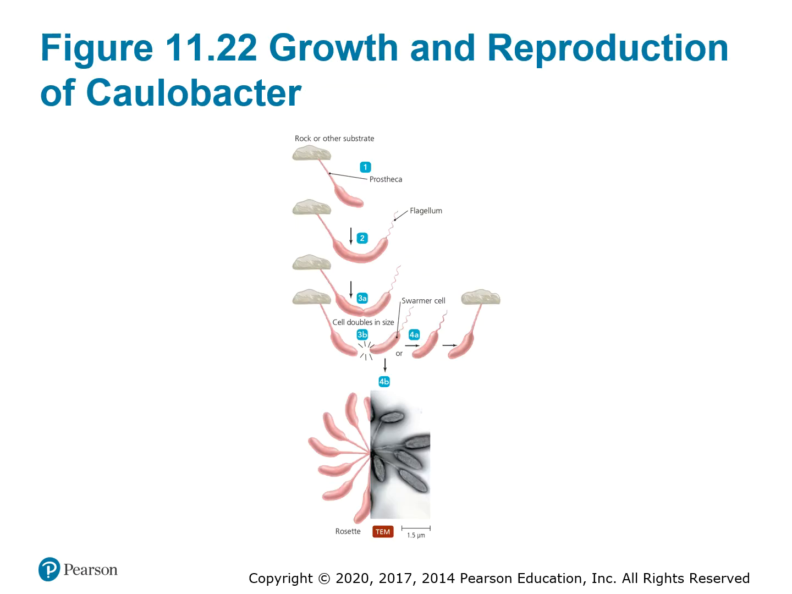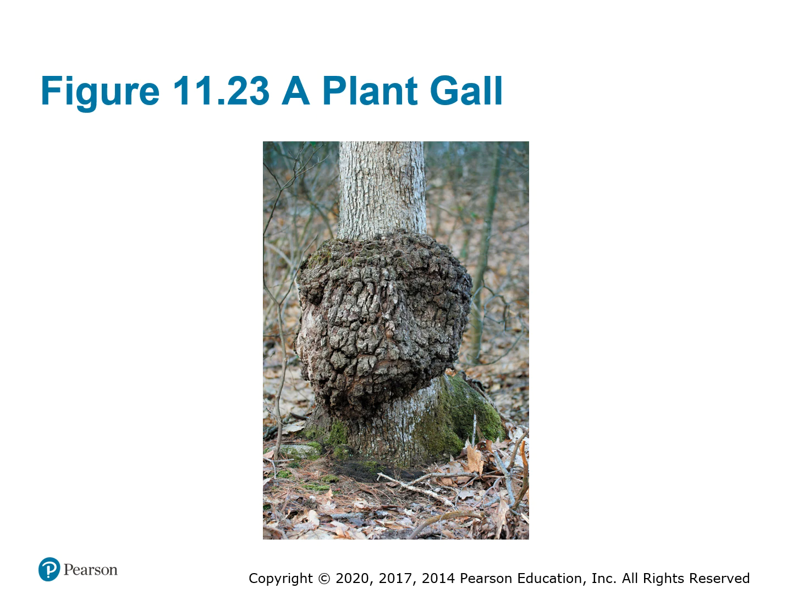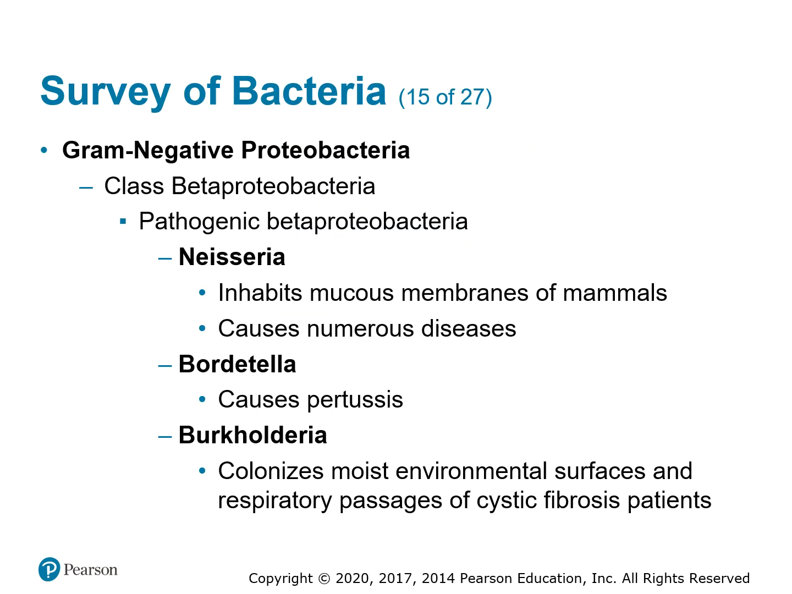Just showing you a slide of the growth and reproduction of this particular one. A plant gall. So if you know anything about plants, they can develop this structure called a gall, and it's a disease that happens to the plant. In the class beta proteobacteria, we have some pathogenic beta proteobacteria that we need to talk about here. Neisseria inhabits the mucous membranes of mammals and causes numerous diseases.